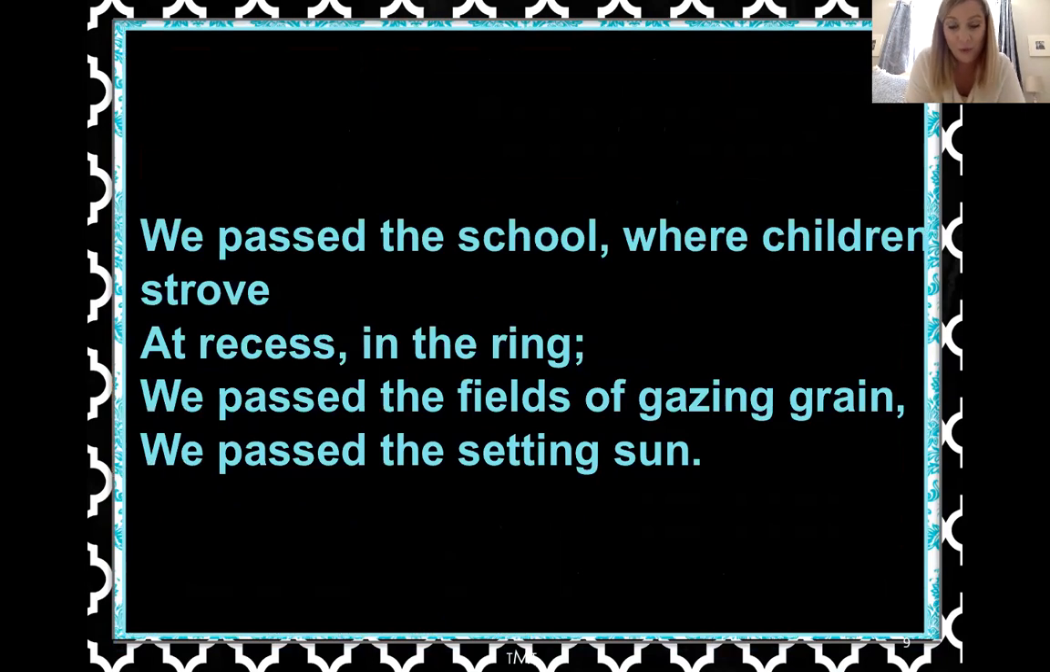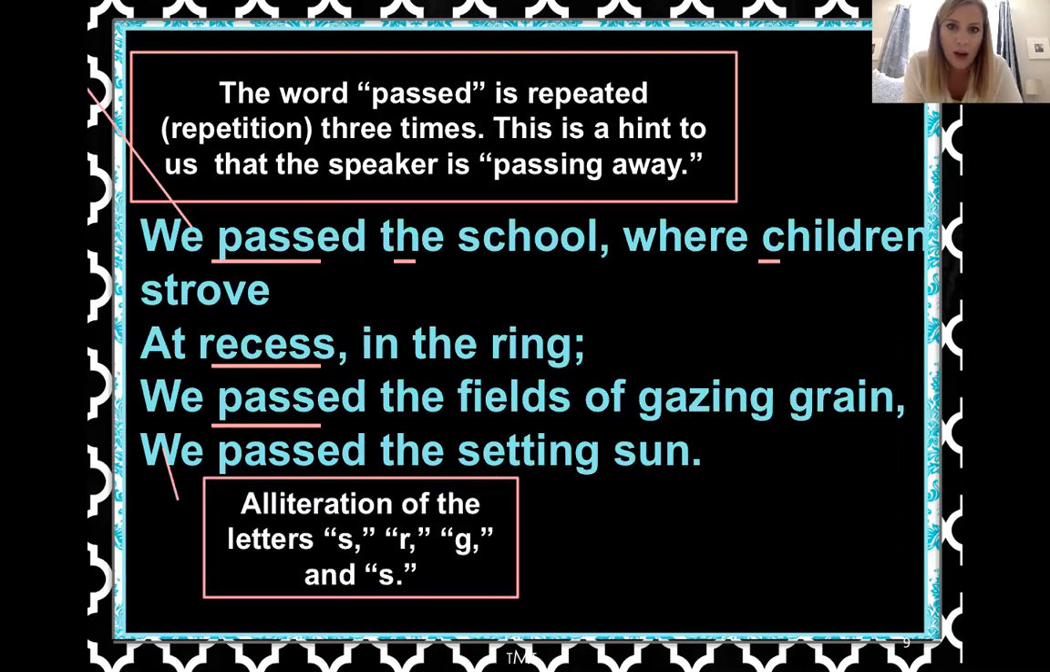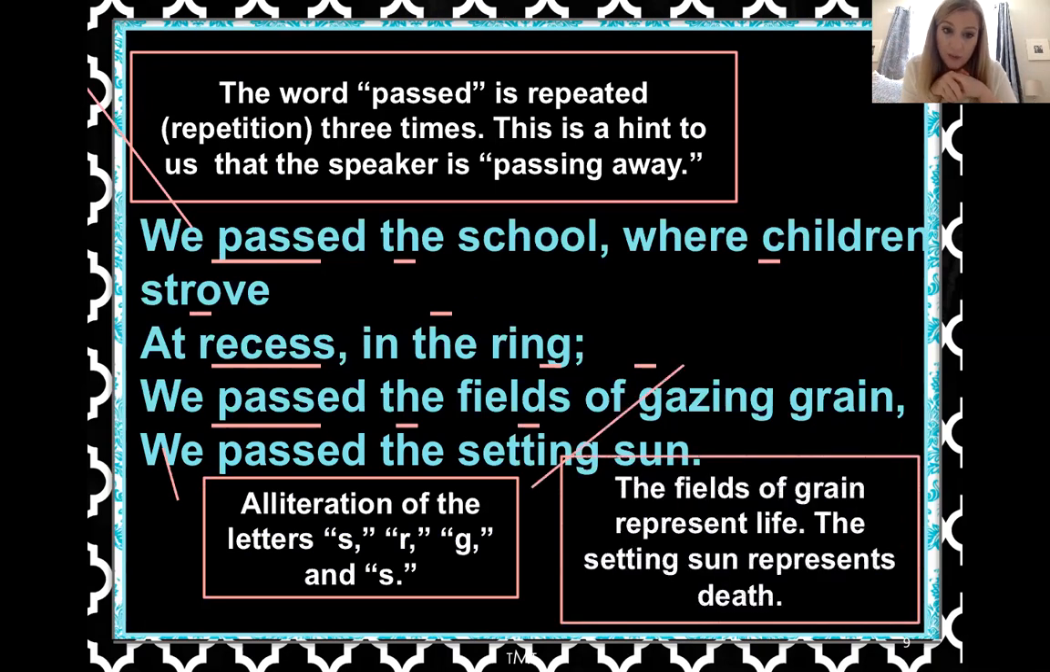This is my favorite part. Well, one of my favorite parts. We passed the school where children strove at recess in the ring. We passed the fields of gazing grain. We passed the setting sun. Now, notice the word passed is repeated 3 times. This is a hint to us that the speaker is passing away. We also see alliteration of some of the letters S, R, G, and S.